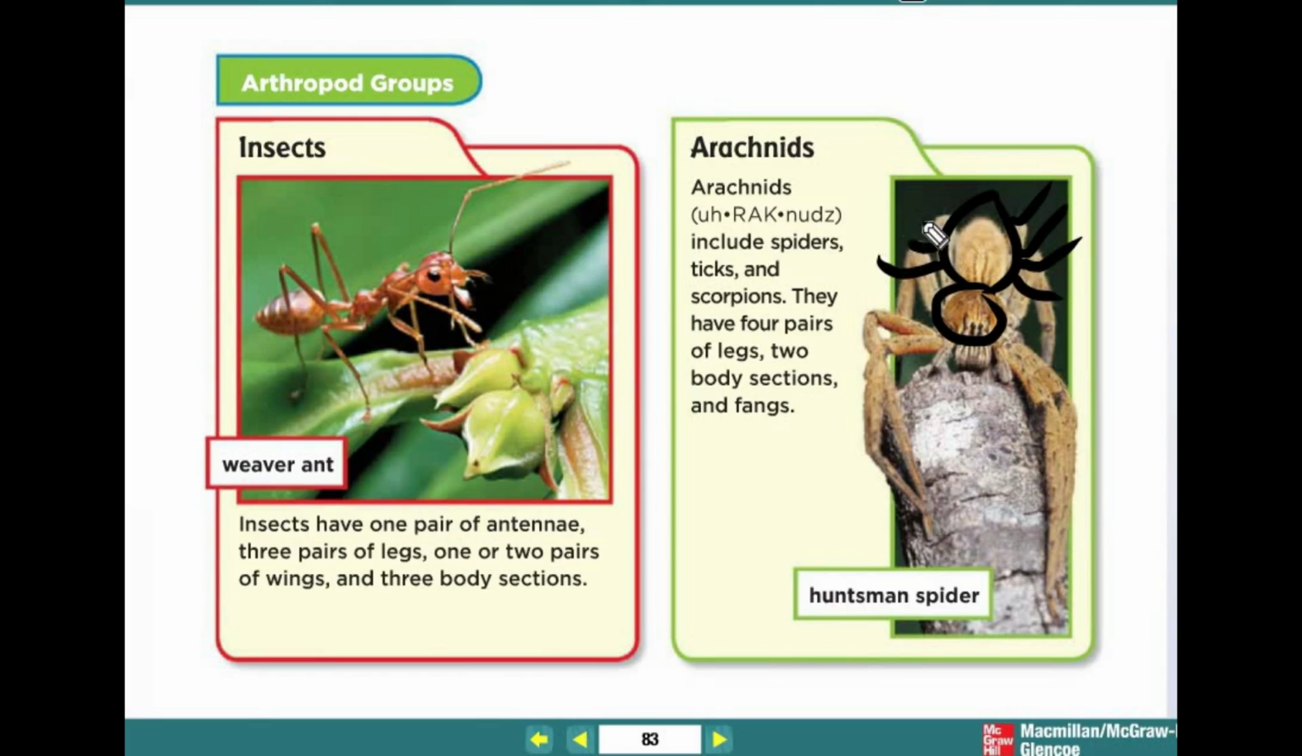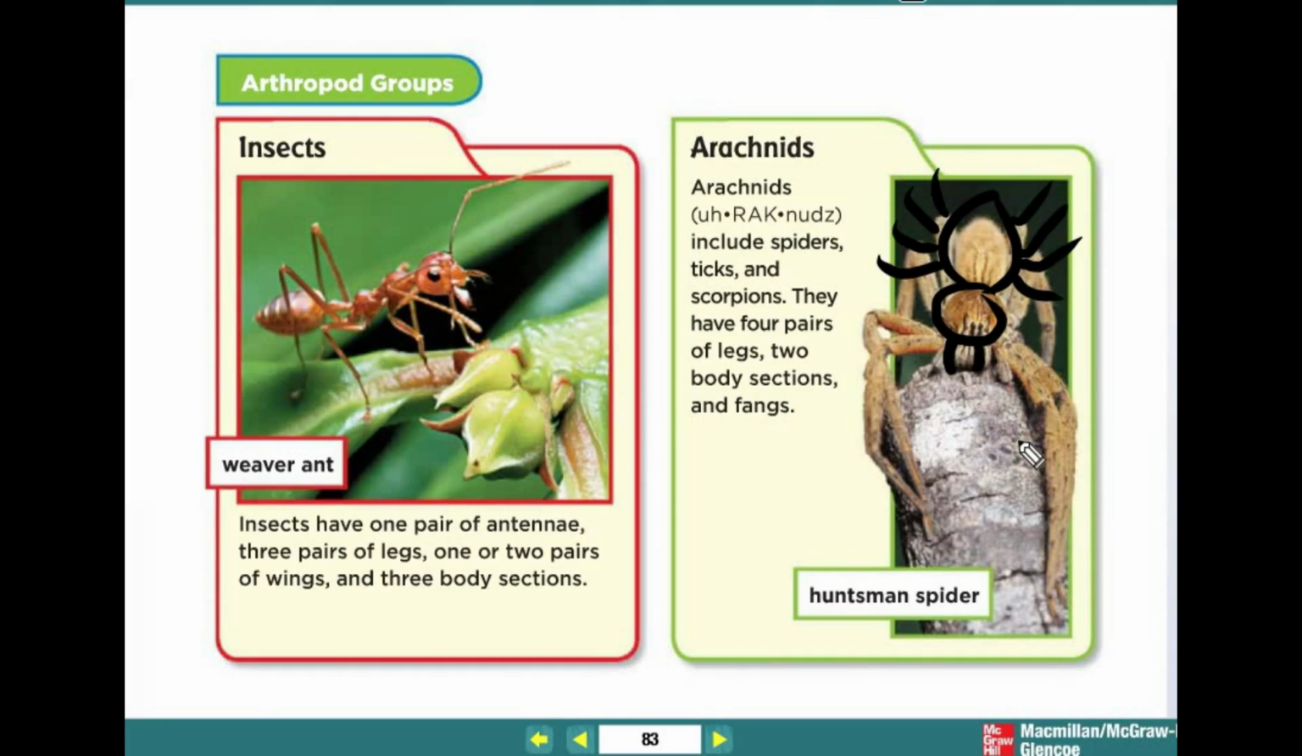Okay, now we have 4 legs in pairs. Now we have 8 legs in pairs, or 4 pairs of legs. And also we have fangs here. We have fangs. All the arachnids will be like that. Of course, no wings.